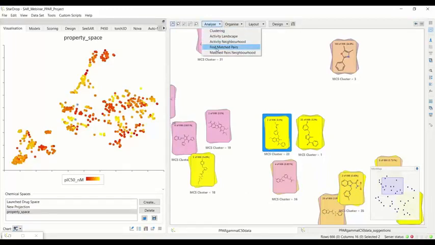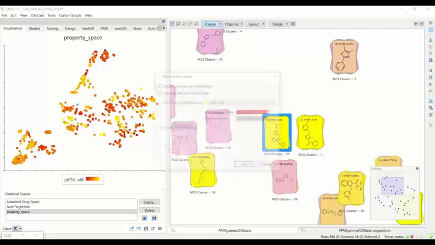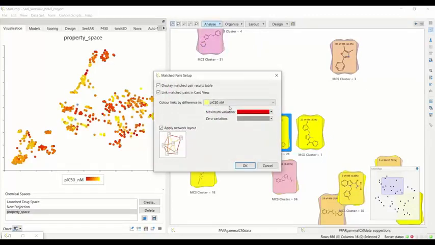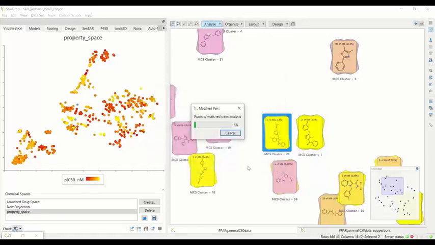If I go to find match pairs, I'm just going to look at the match pairs of all the compounds in this data set. And I'm going to link the cards, these compounds, by the change in the pIC50 value. So anywhere where you have a large change, you'll see a red linker. Anywhere you see a gray linker, well, there's no change.